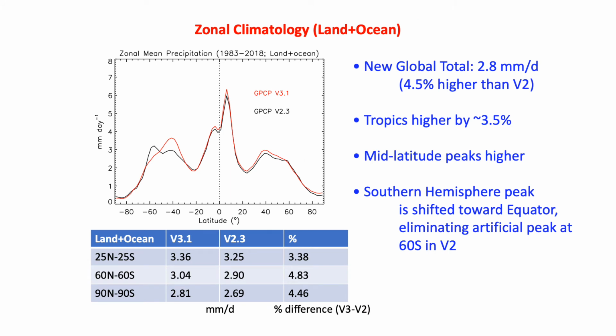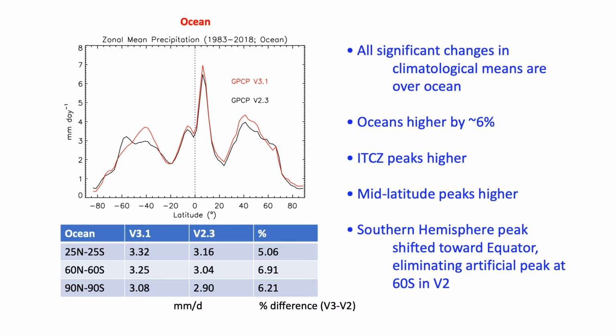The land and ocean zonal means are shown here, and the global totals are below. The global total land and ocean is now 2.8 millimeters per day. That's about 4.5% higher than version 2. Both the tropics and mid-latitudes are higher, and the southern hemisphere peak has shifted towards the equator, eliminating an artificial peak at 60 South in the older version. All this really happens over the ocean.